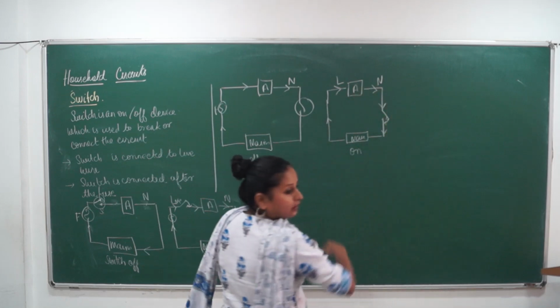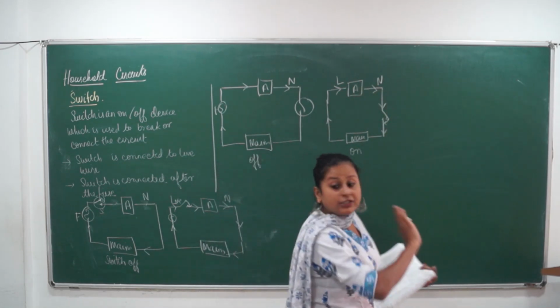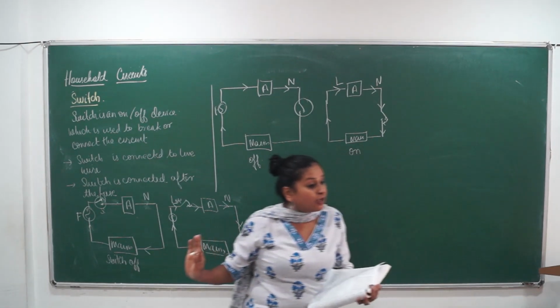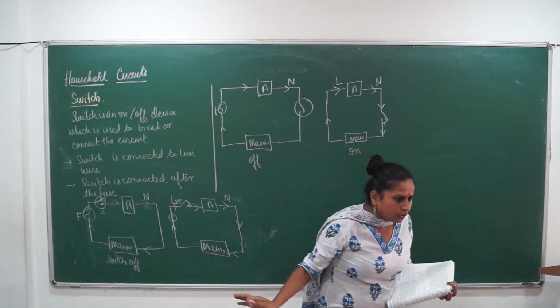ये साइड ही तो जाएगा. No, beta, switch is not responsible for changing the direction of current. Current will come through live wire only. Switch आप किधर भी लगा दो.